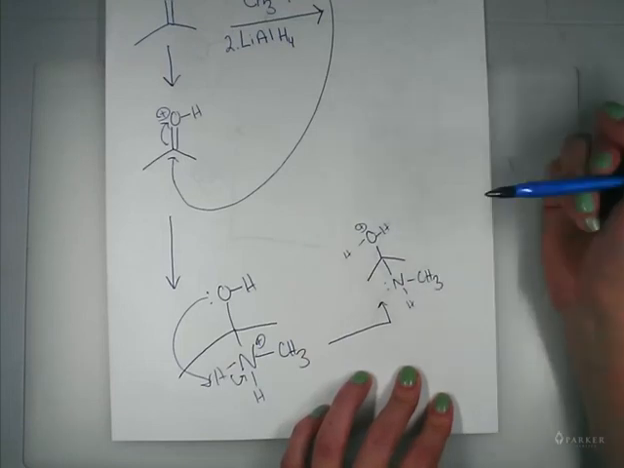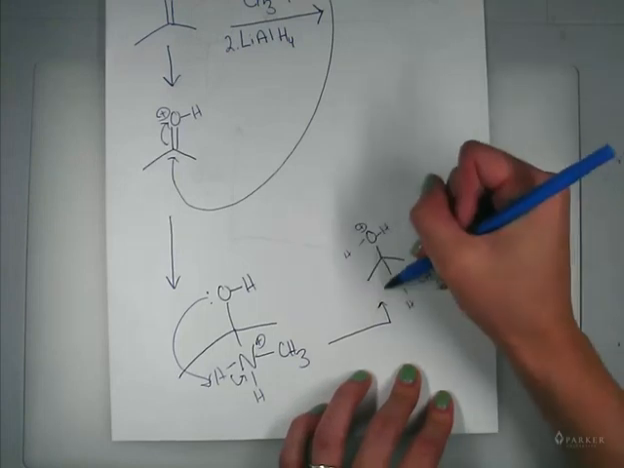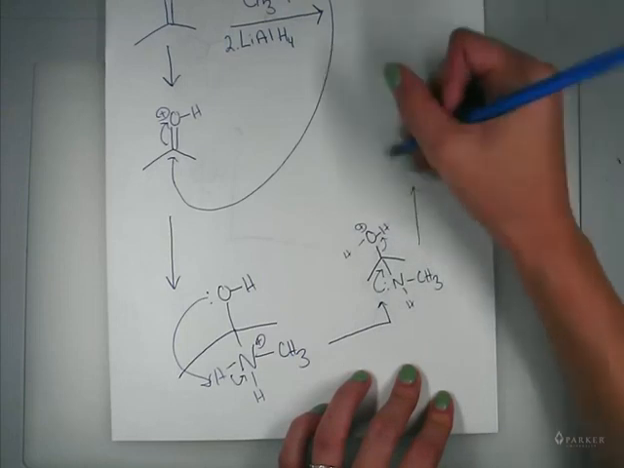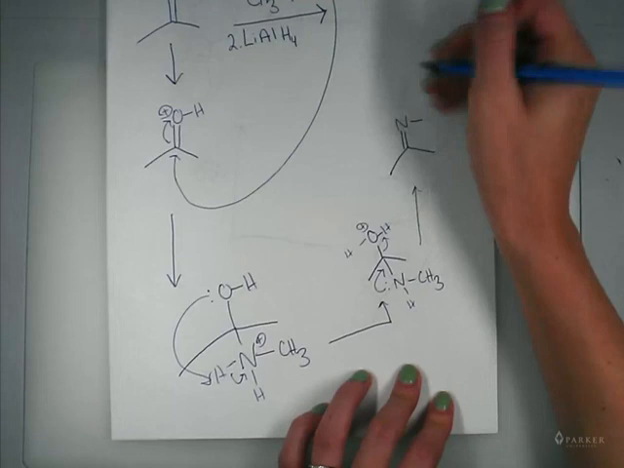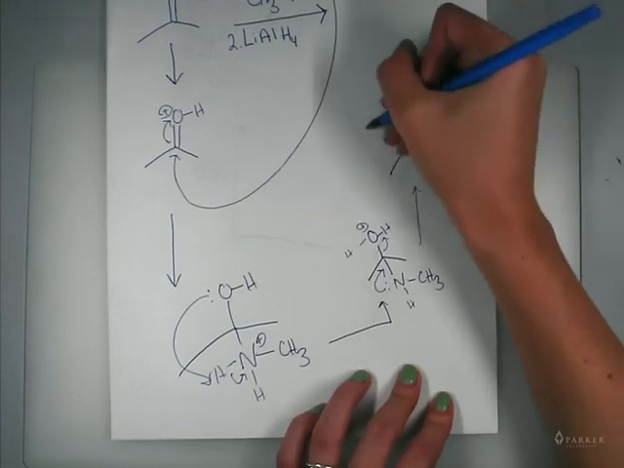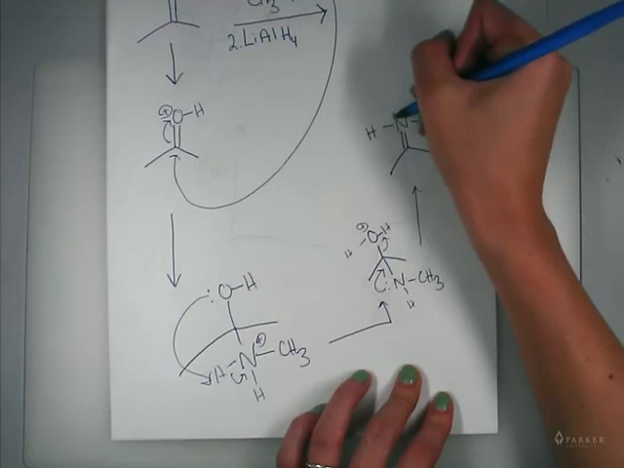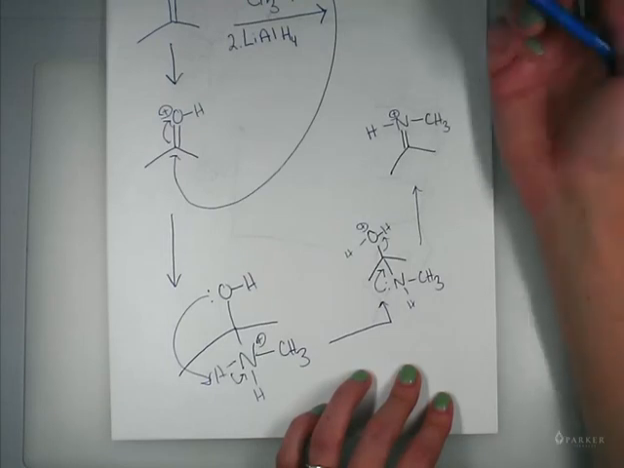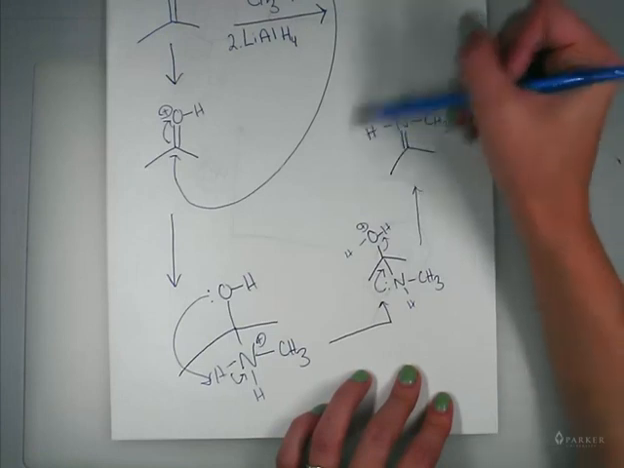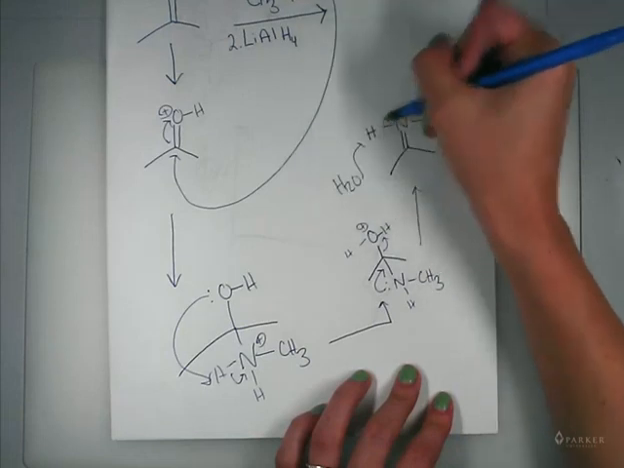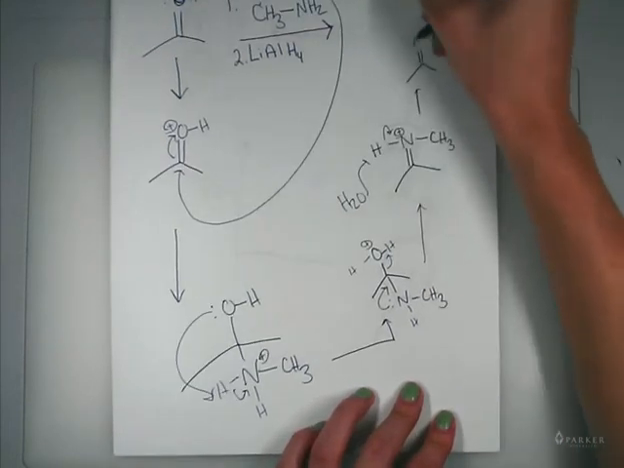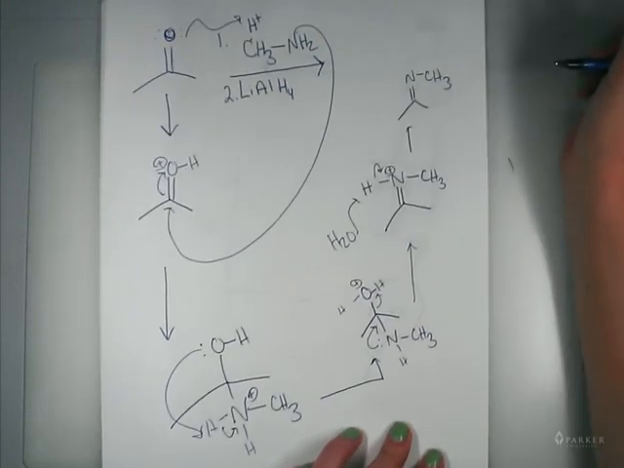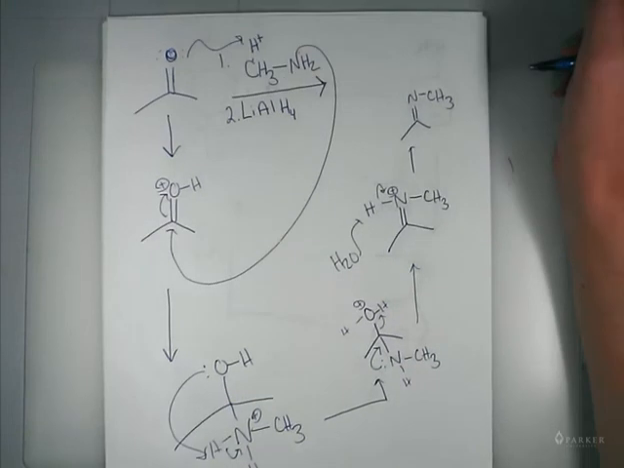And then, is this water a good leaving group? What will force it to leave? The lone pair of nitrogen will come down, force that to leave. And basically, the water is going to come back around and take off this hydrogen to neutralize that. But this reaction is called reductive amination.